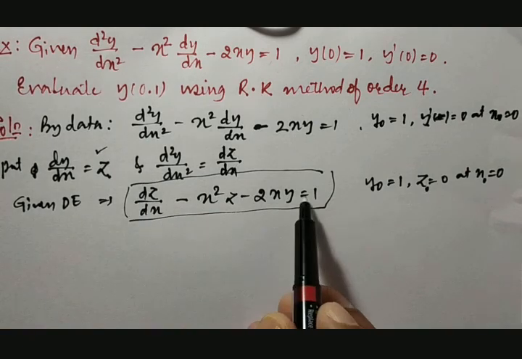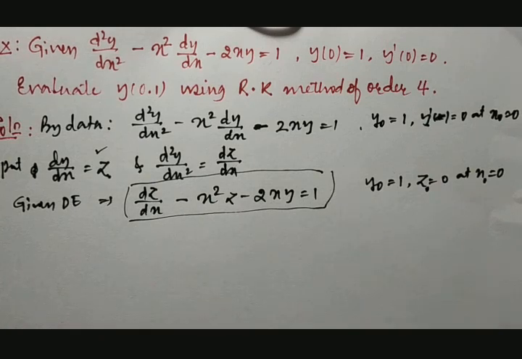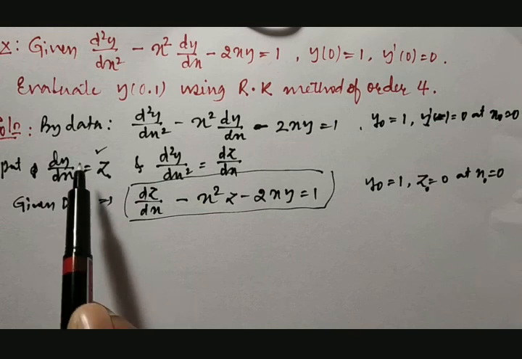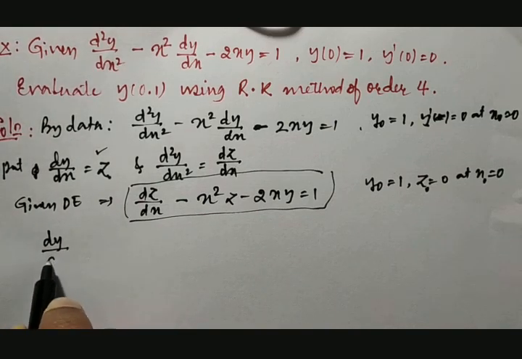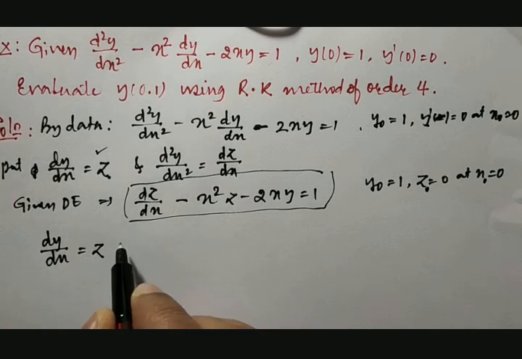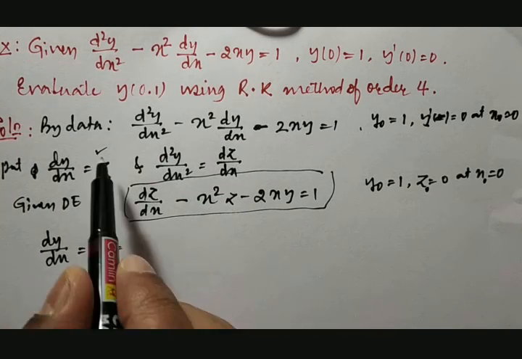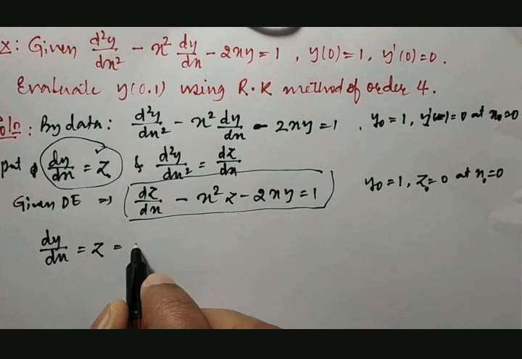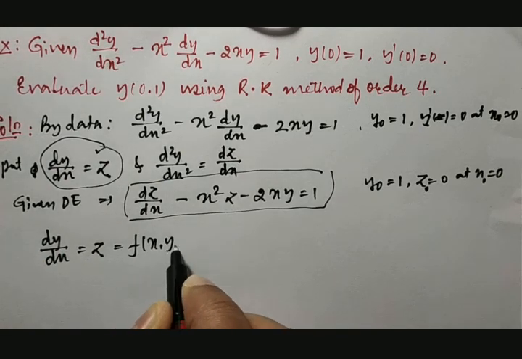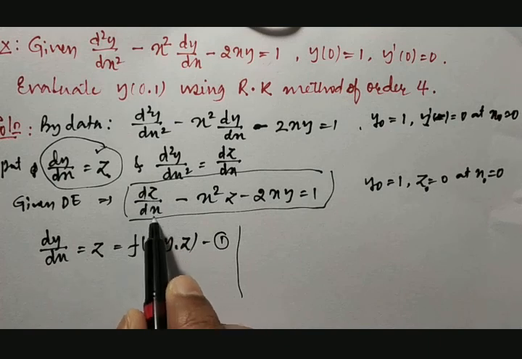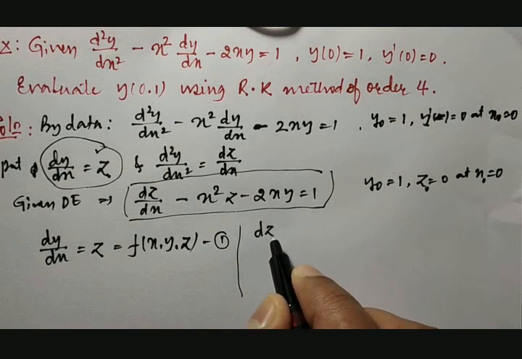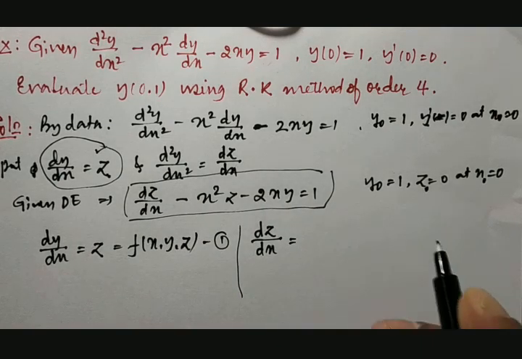If this equation is modified, dy/dx is equal to what? Then we will be getting its solution. So first I'll be taking this result, that is dy/dx. Therefore, dy/dx = z. This will be treated as the first equation, which will be taken as f(x, y, z). I'll be calling it the first equation. Okay. Then second equation, dz/dx.